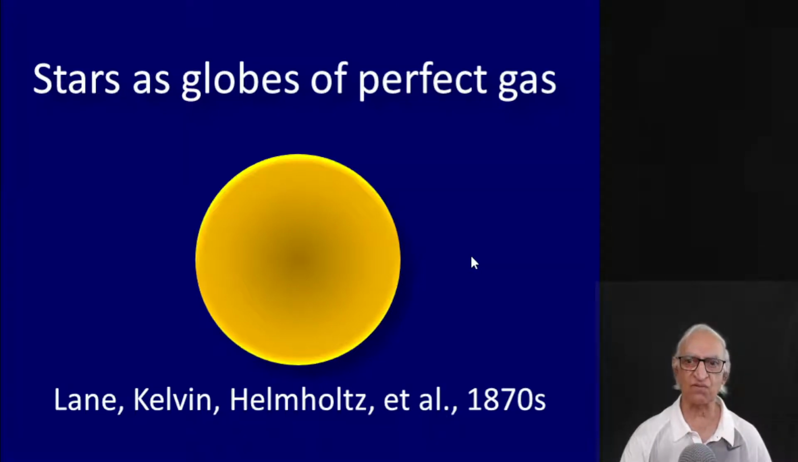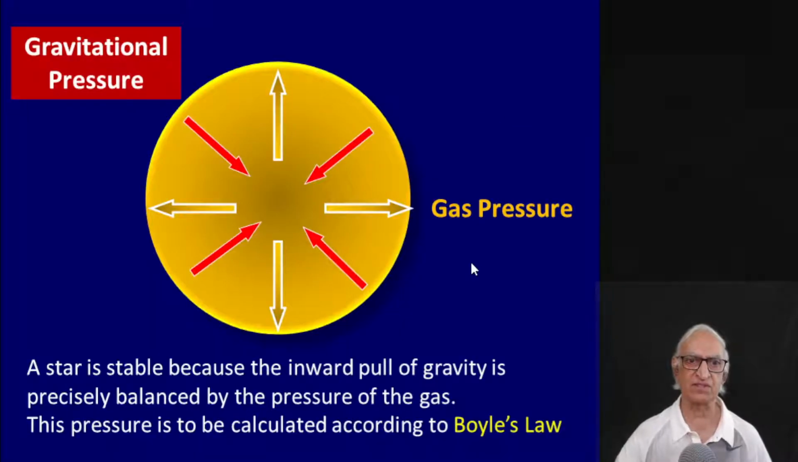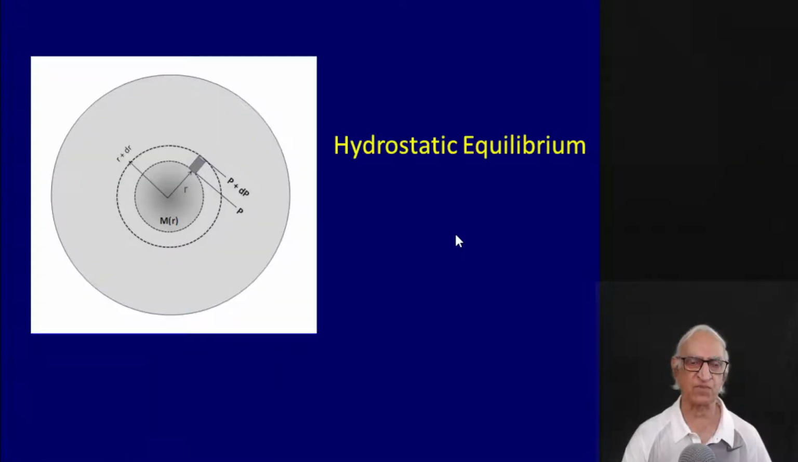Let's recall what we have discussed so far. Lane, Kelvin, Helmholtz, Emden, and others in the 1870s advanced the hypothesis that stars are globes of perfect gas that obeys Boyle's law. In other words, the inward-directed gravitational pressure is balanced by the outward-directed gas pressure, and they said that this gas pressure should be calculated according to Boyle's law.